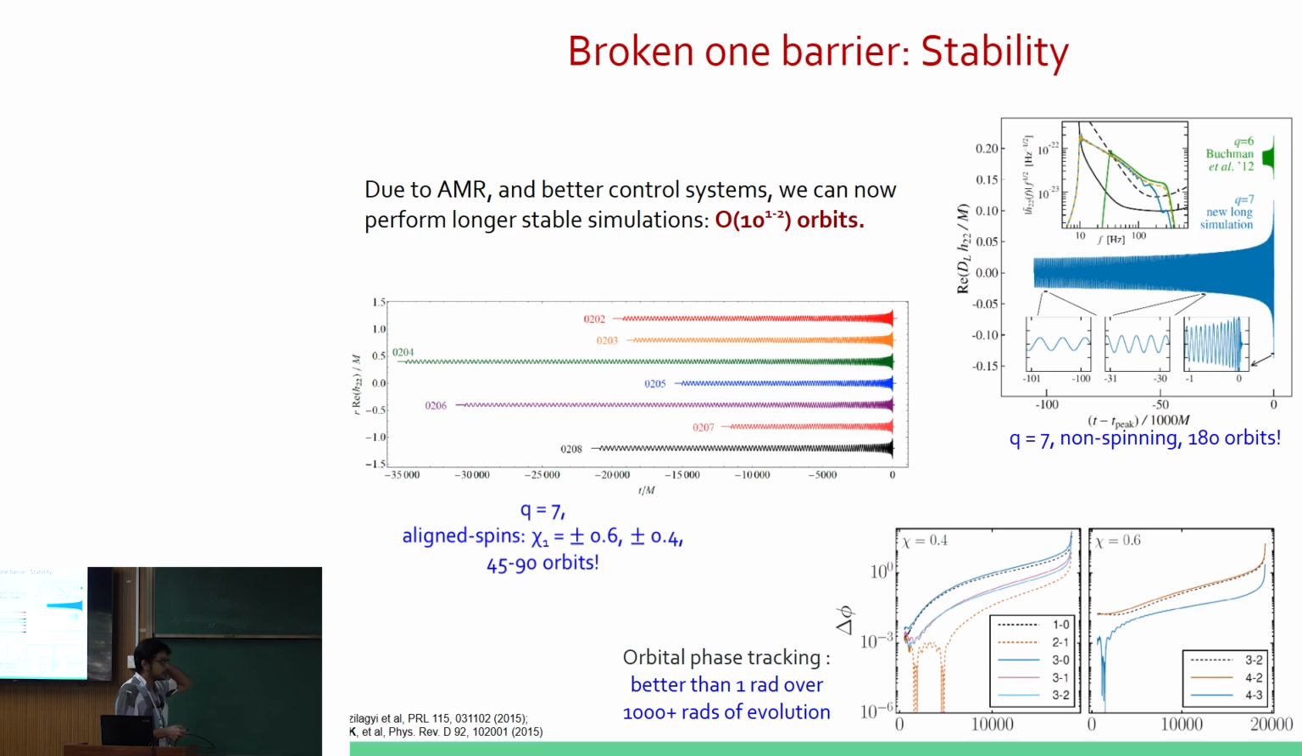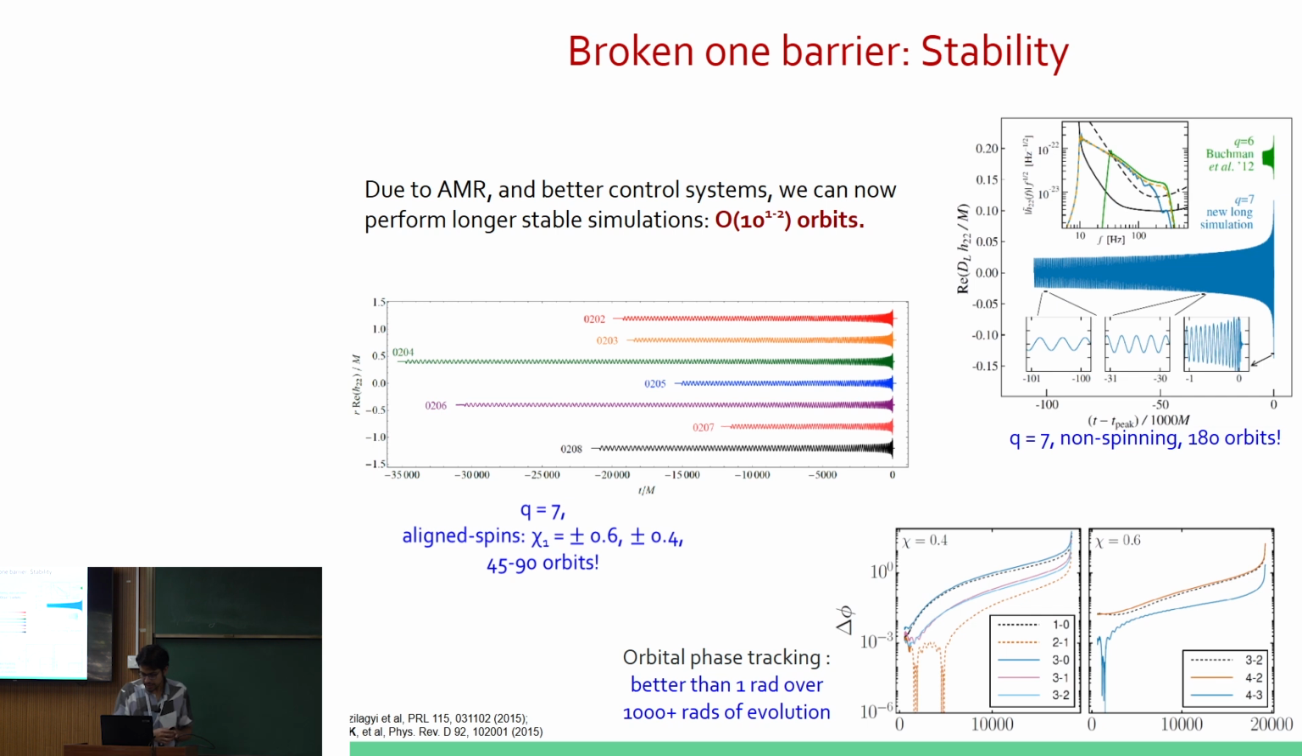Okay. So that's what I was talking about, stability. And because of AMR and better control systems, we can now easily perform simulations that are this long. In fact, for example, this one is about 100,000 M long, mass ratio 7, 180 orbits. Last year, we did a few fully precessing eccentric simulations that were nearly as long as this. They were actually 60 to 80,000 M long. And we did not have to do anything special to run those simulations except for specifying the initial data accordingly.